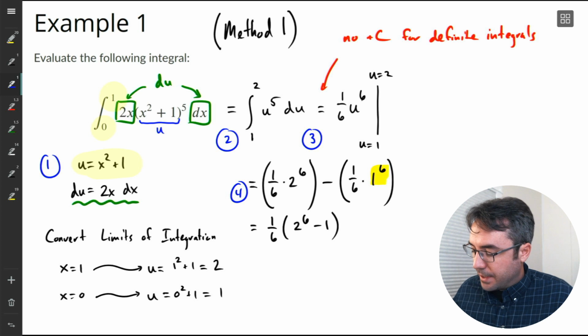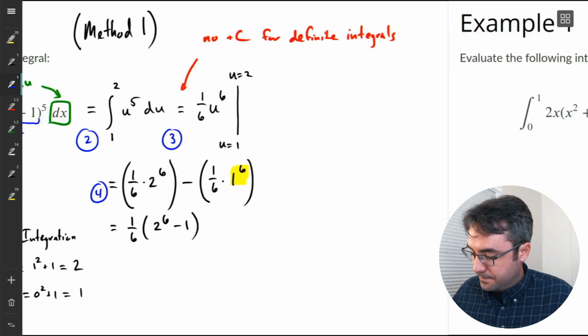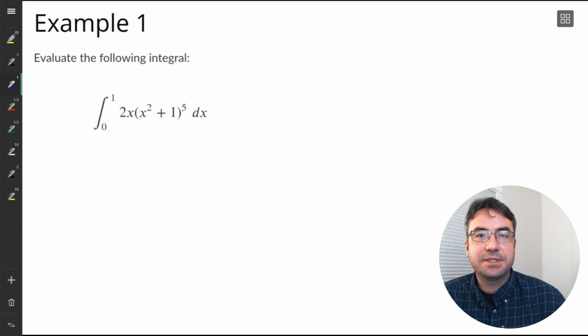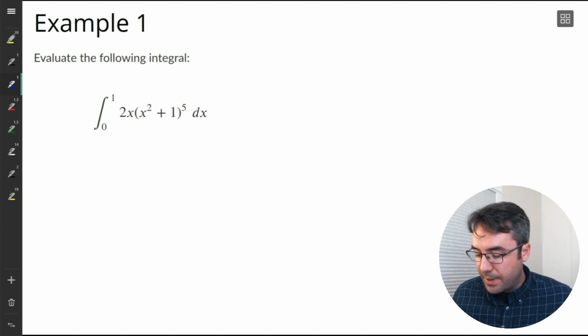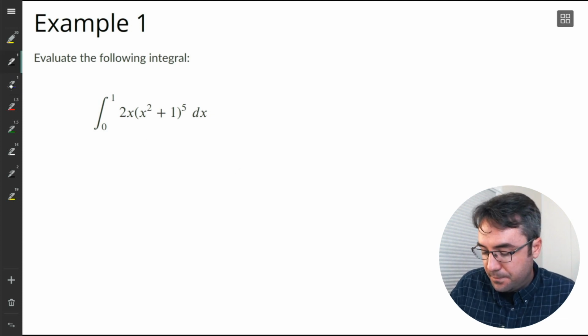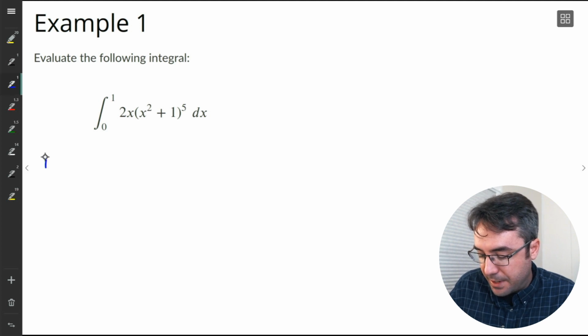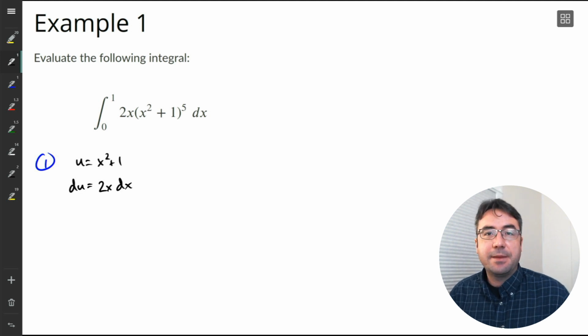All right, so let's try this one again. Exact same example. We already know what we picked for u. Normally we wouldn't have all of this figured out already, but we know we're going to pick u equal to x squared plus 1, and du we know is going to be 2x dx. We calculated that before, so this is all the same. And we're not going to change our limits of integration.